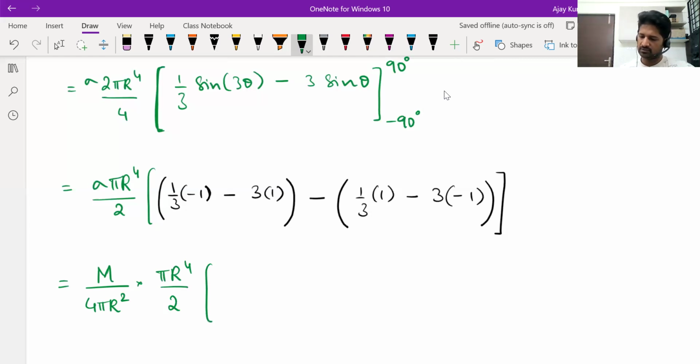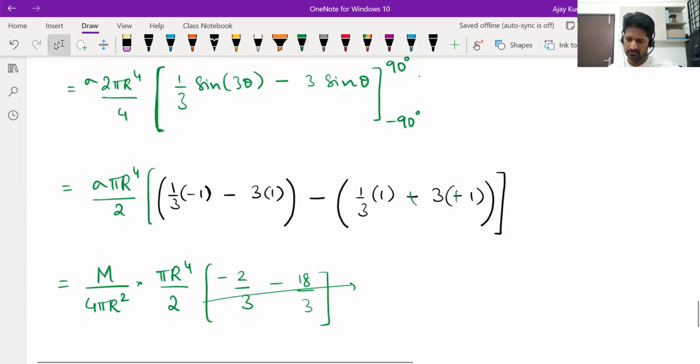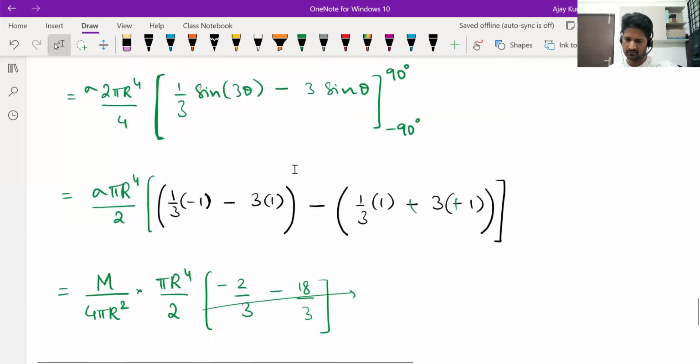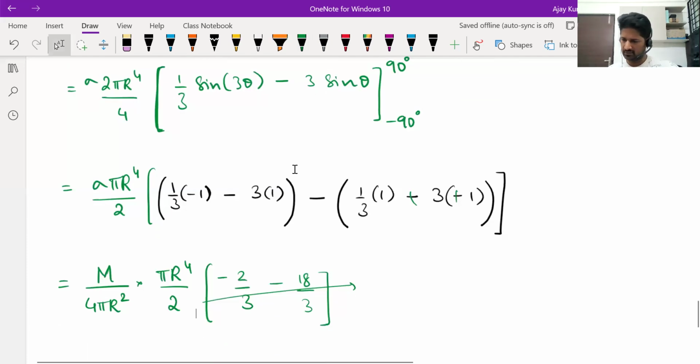Minus 1 by 3 and there's a minus 1 by 3 becomes minus 2 by 3. There's a -3 and a -3 becomes -6, or I'll write it as -18/3. So totally this bracket becomes -20 by, why are we getting minus? Just a moment. Moment of inertia should come out positive. Why are we getting a negative sign?